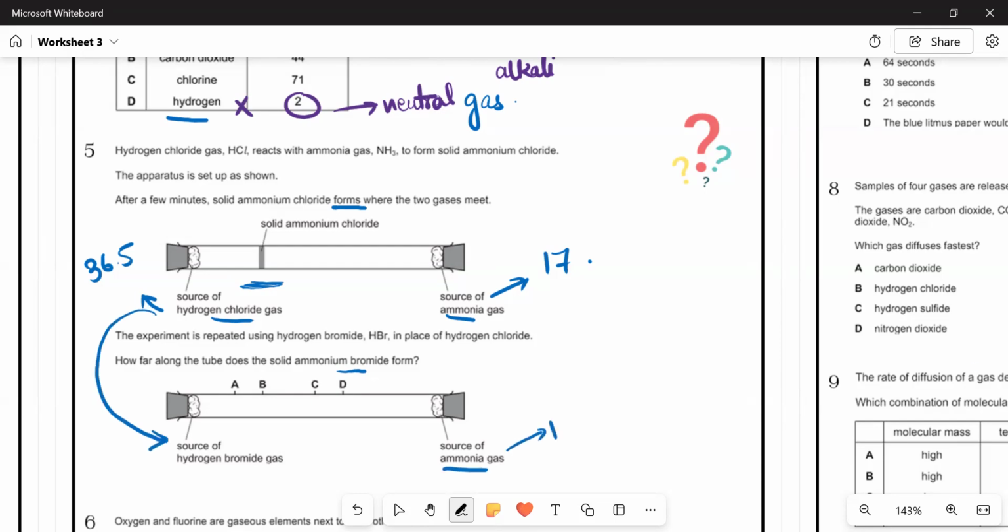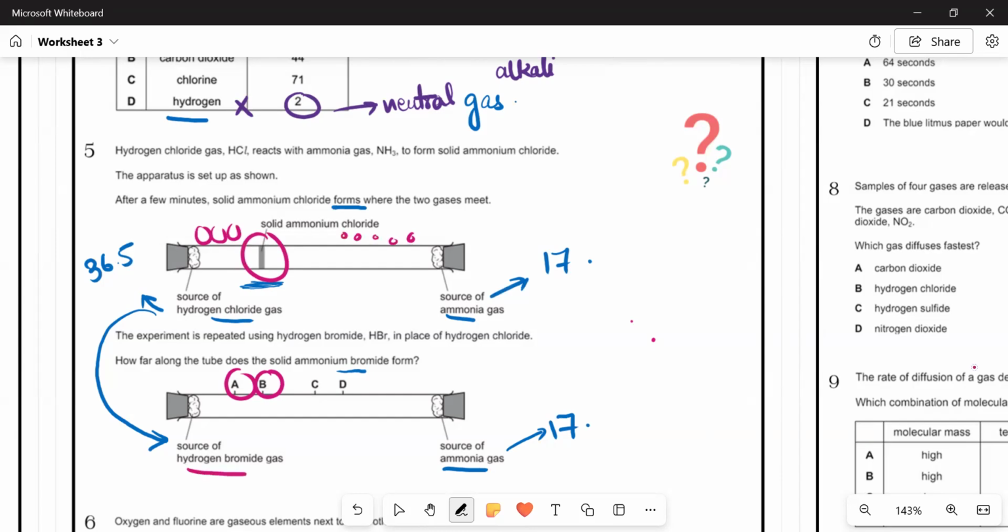Ammonia is the same, so it has a lower mass, so obviously it will move faster. But will the solid form here or here? The solid will not form near to ammonia because it is less in mass. Hydrogen bromide will be more in mass. Hydrogen chloride is also more in mass, so the solid is forming here. Hydrogen chloride particles are heavier, they move slow, and ammonia particles are moving faster, so the product is forming at this point, which is B.